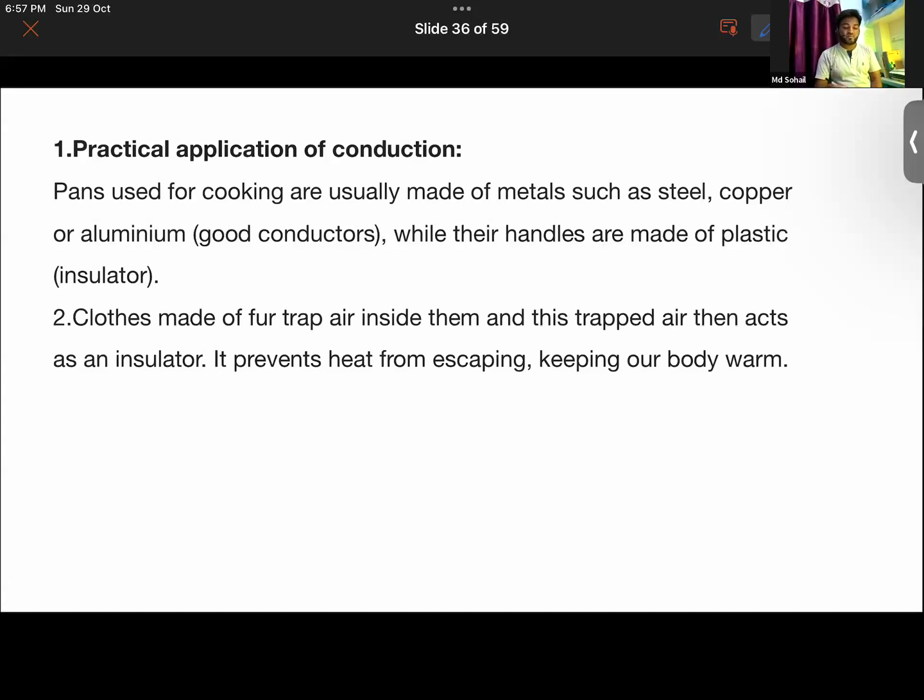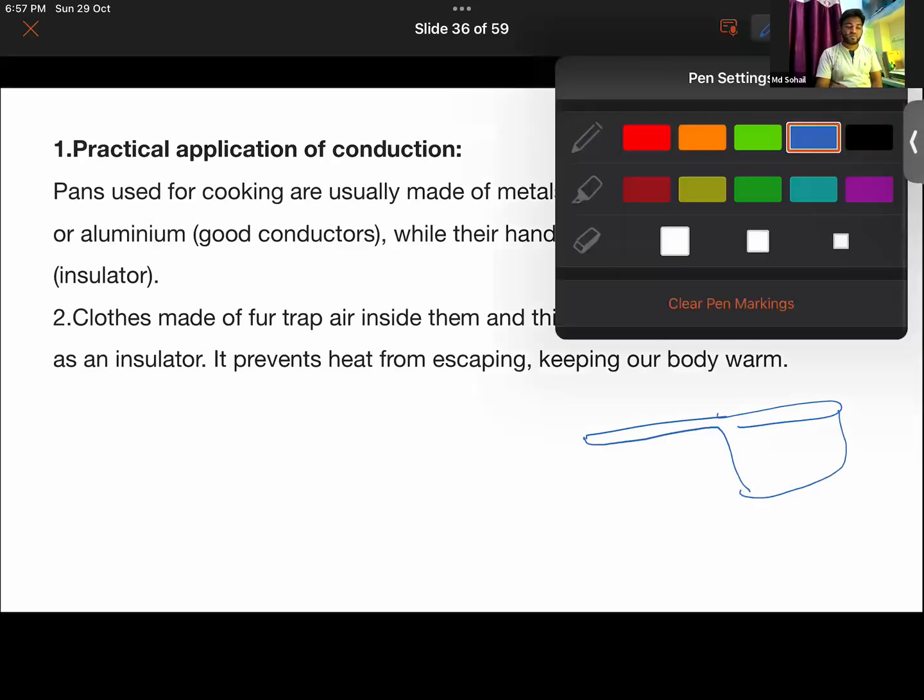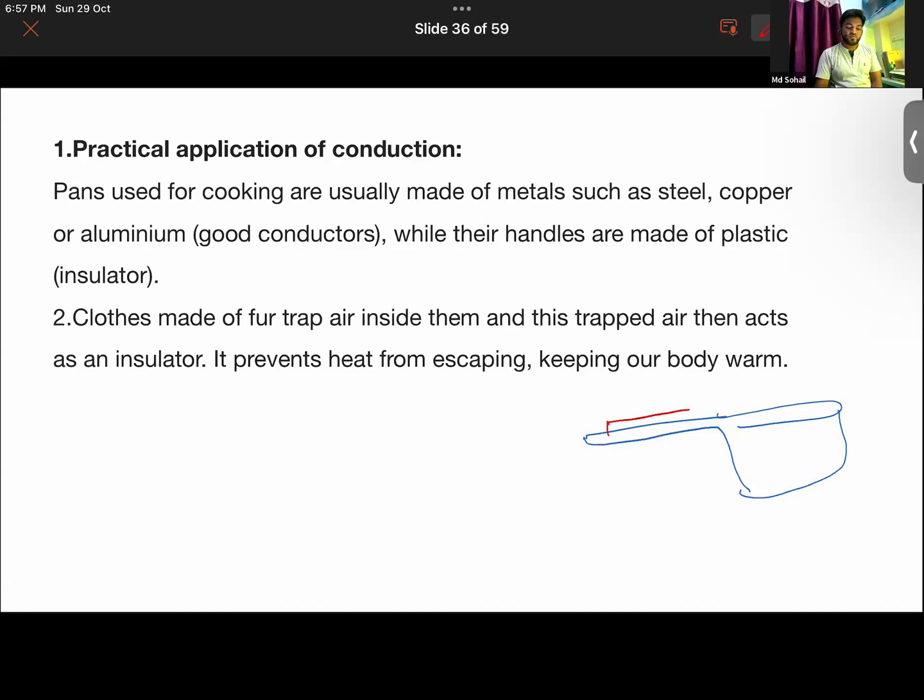Had the body of the utensil been made of metal also, then the person will burn his hand. So thereby, either we put a wooden handle over it, or we use a plastic handle.